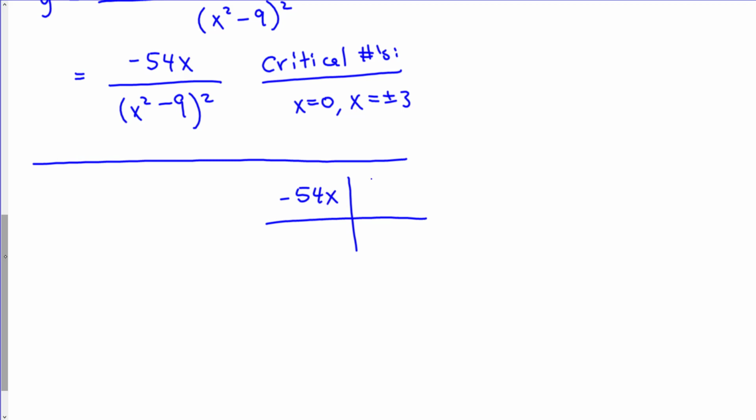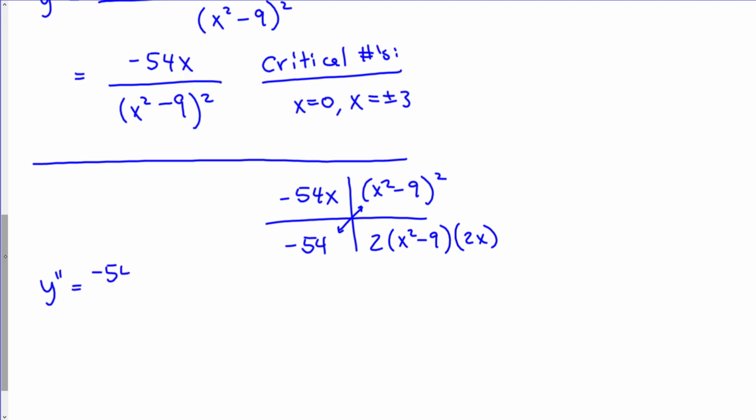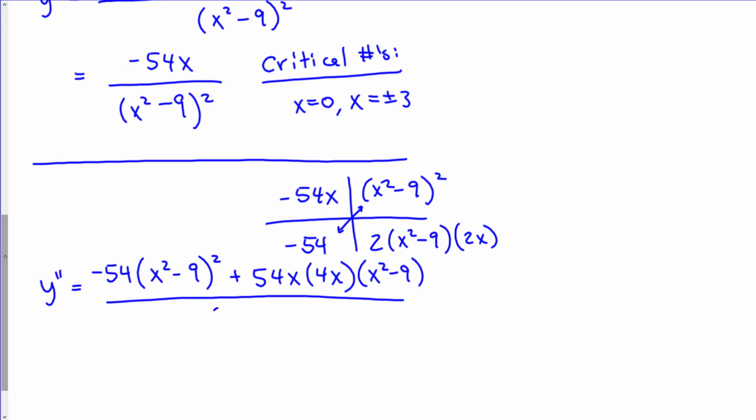No particular reason. X squared minus 9 quantity squared. Alright, so the derivative of -54x is -54. The derivative of x squared minus 9 quantity squared is 2 times x squared minus 9 to the first times 2x. These two pieces are going to multiply together first, so my second derivative would look like -54 times x squared minus 9 quantity squared minus, and since it's at -54x, I'll just say plus 54x times 4x, just 2 times 2x is 4x, times x squared minus 9, all over x squared minus 9 quantity squared, which now makes this to the 4th power.